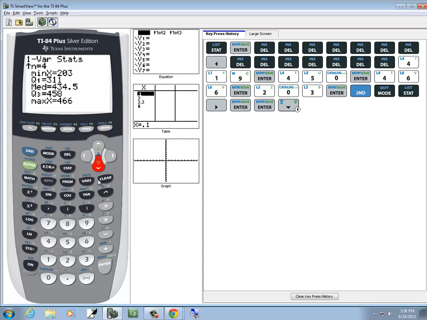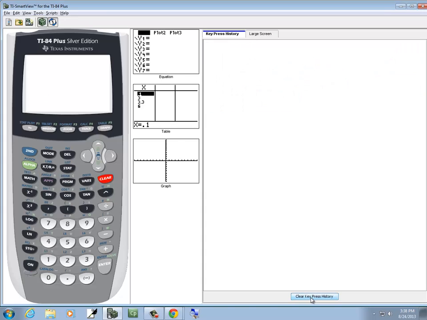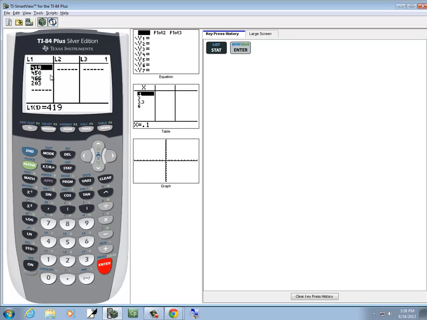Okay, so I'm going to press clear here to clear that out. I'll go into stat, enter on edit. Now let me show you the quick way to clear out the list. You have to be careful with this. I'm going to up arrow and highlight L1, and I'll press my clear key and enter. You want to make sure you don't press delete. Let me show you what happens if you press delete.